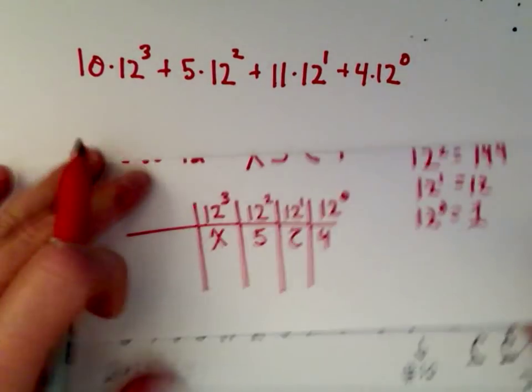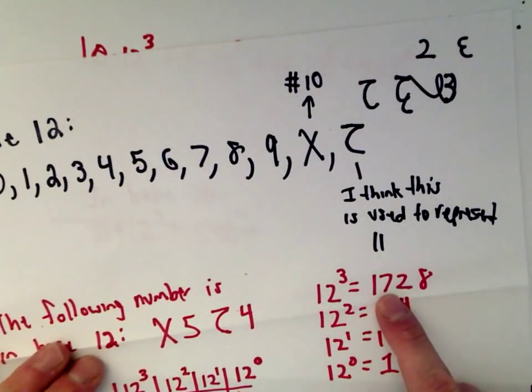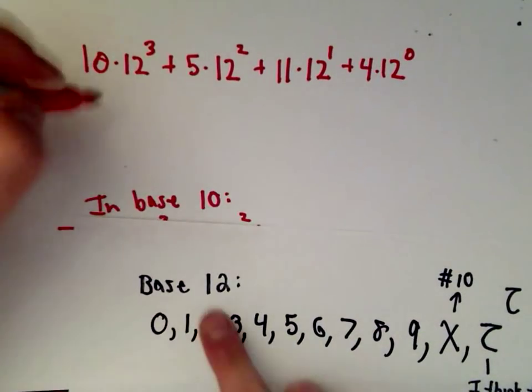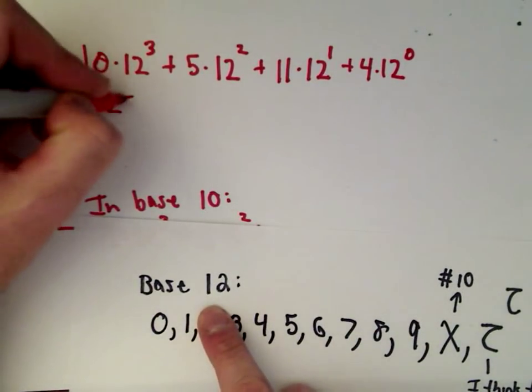So we said 12 to the third power was 1,728. If we multiply that by 10, we're going to get 17,280.